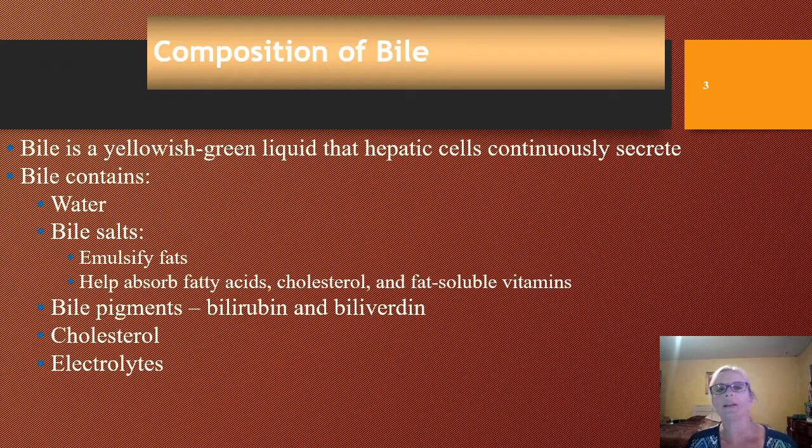So what exactly is bile? Bile contains bile salt, pigments, electrolytes, cholesterol. Bile salts serve to emulsify fats. They break down fats. They surround them, and we'll look at emulsification here in a moment, and help us so that we can break them down. They also help to absorb fatty acids, fat-soluble vitamins, and cholesterol.